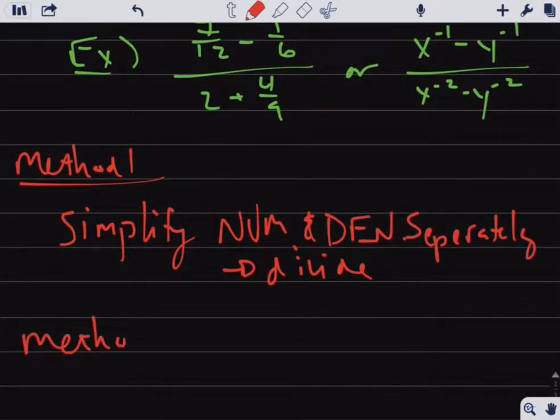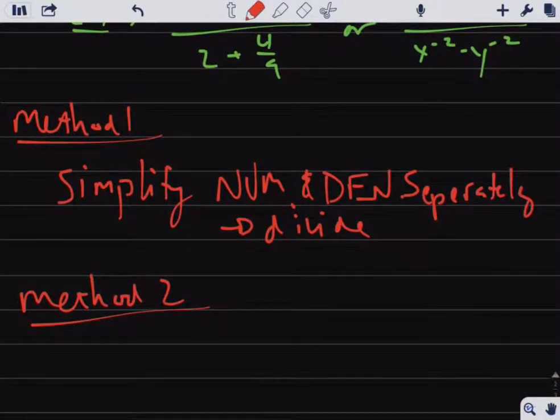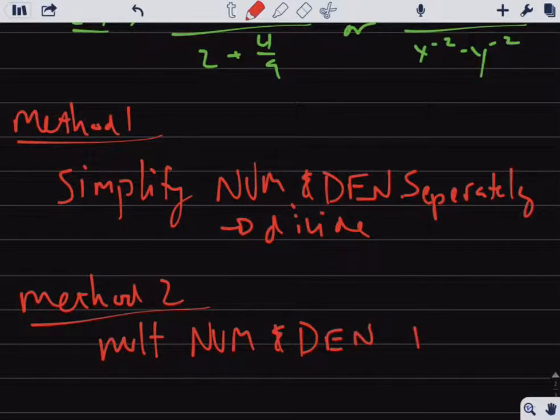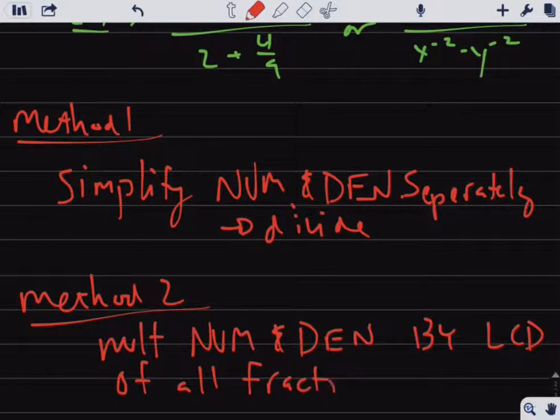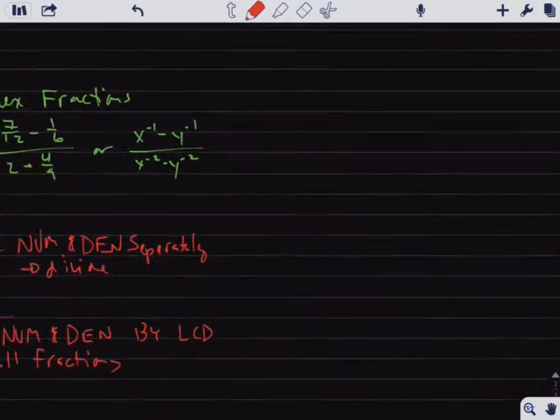Or method 2, and that is multiply the numerator and denominator by the LCD of all of the fractions appearing in the numerator and denominator. Okay, so let's look at some examples that go with this.